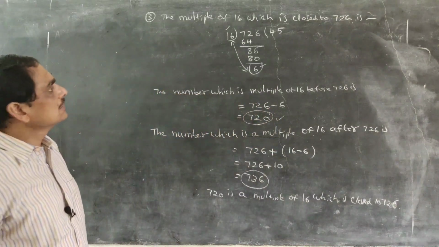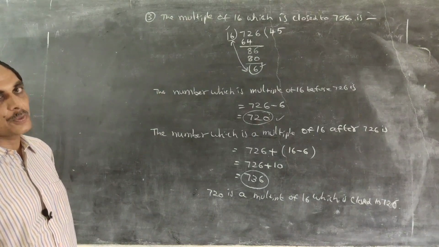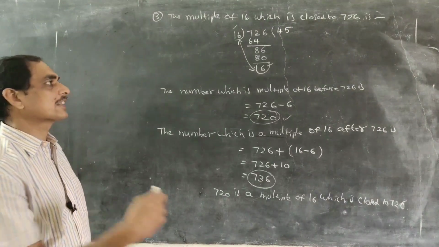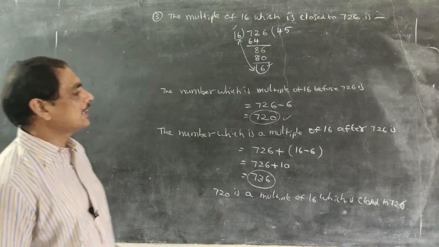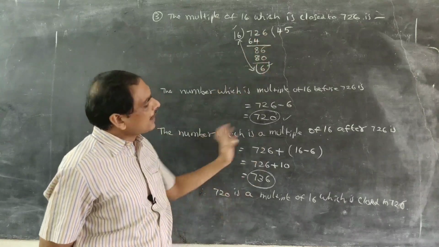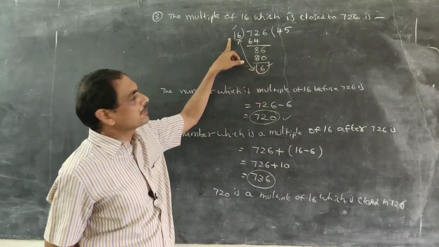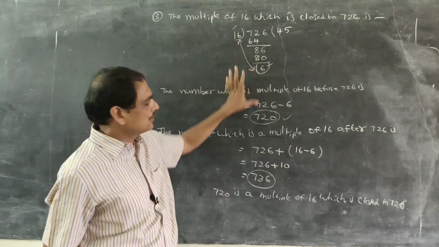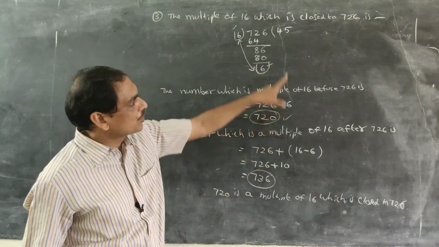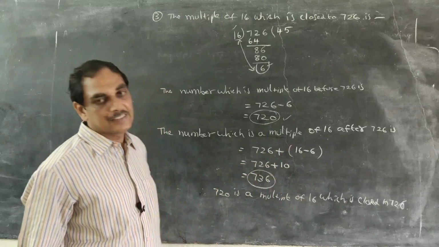So this is the problem. The multiple of 16 which is closer to 726 means the nearest multiple to 726. Nearest means either less than 726 or greater than 726. To find the one less than 726, we subtract the remainder from 726. To find the one after 726, we add to 726 the difference between the divisor and the remainder of the division. Then after finding these two numbers, we can easily say that 720 is closer to 726. So 720 is the multiple of 16 which is closer to 726.